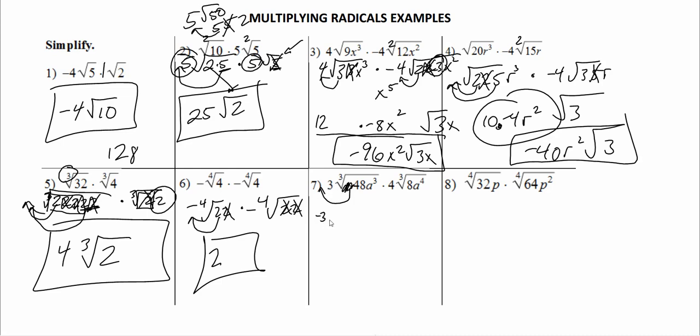So it's really a negative 3 times the third root. 48 broken down is 2, 2, 2, 2, 3, a to the 3, times the 4, the third root there. And then 8 is 2, 2, 2, a to the 4. You got a lot of 2's. Okay, well, how many do I need? I need 3 of them. So I have 3 of them here.